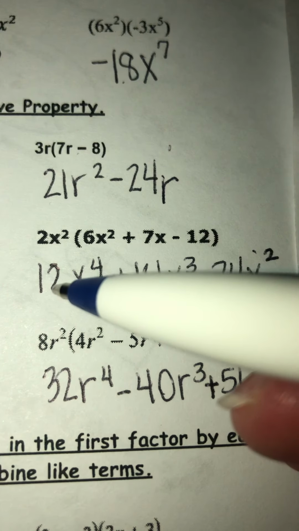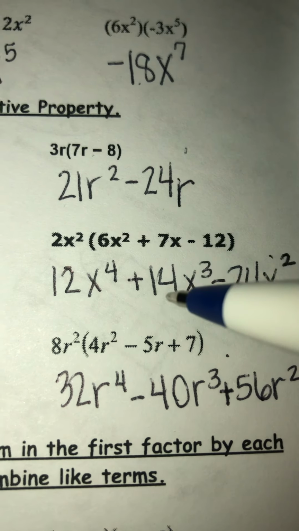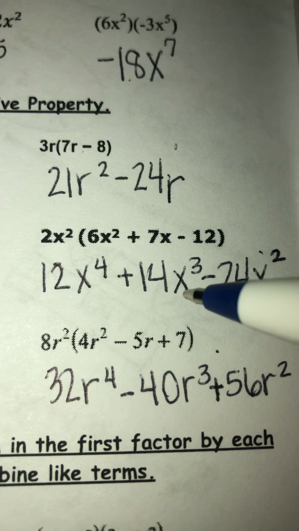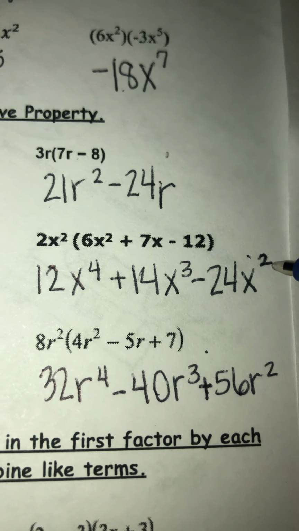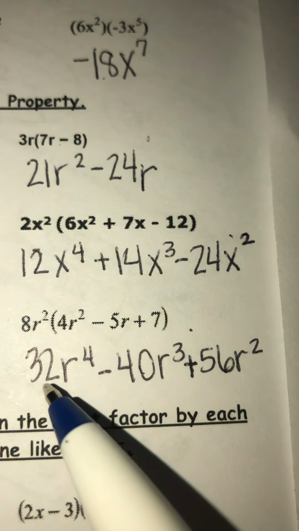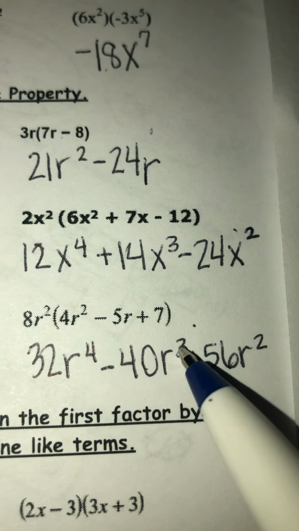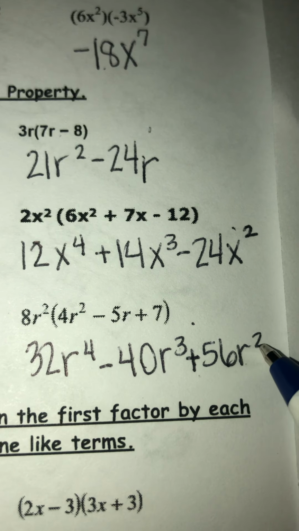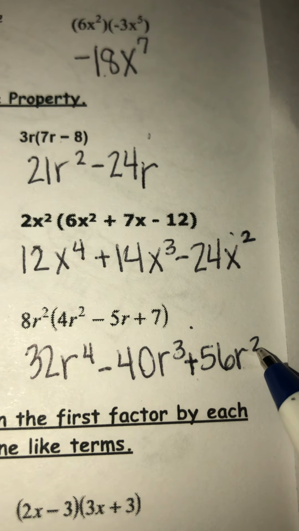And then the next one, 12x to the fourth power, because there's two x's here and here, plus 14x to the third power, and then minus 24x squared, x to the second power. And the last one here, 32r to the fourth power, minus 40r to the third power, plus 56r squared. If you have any questions, please ask now.